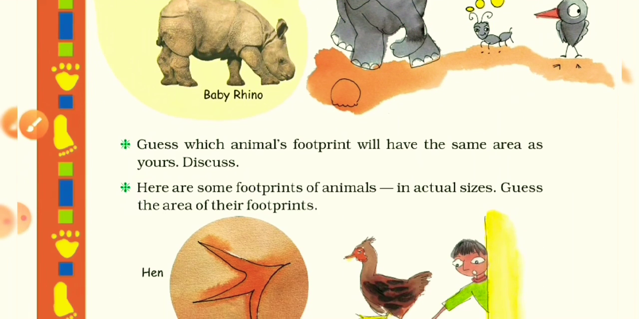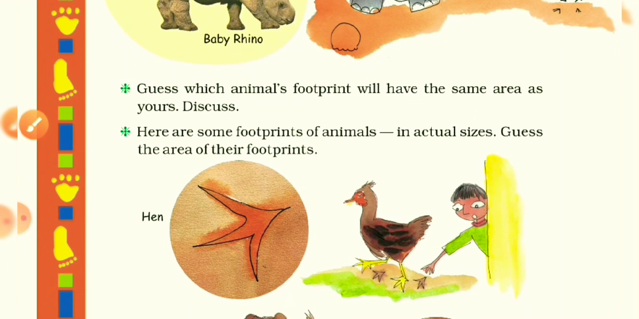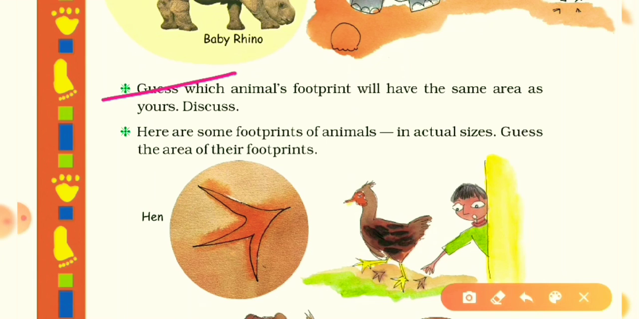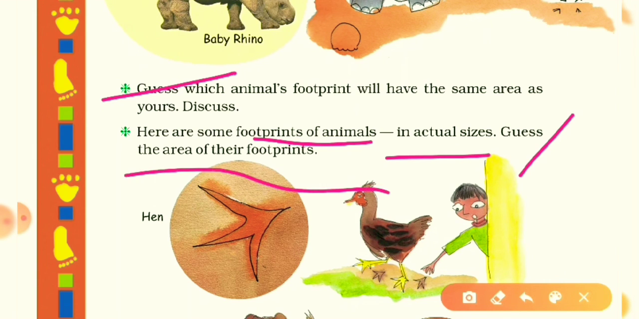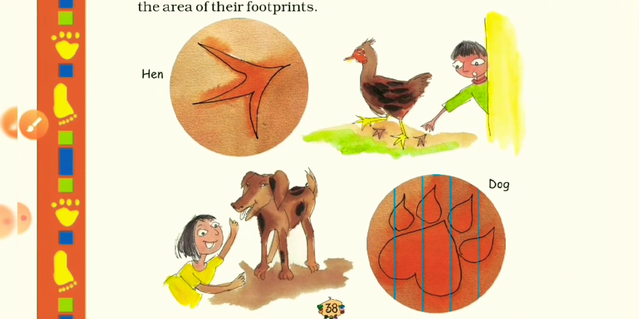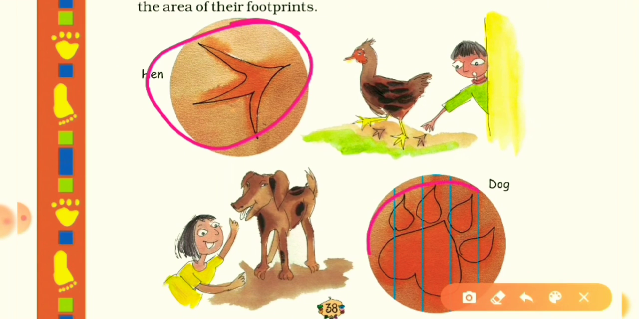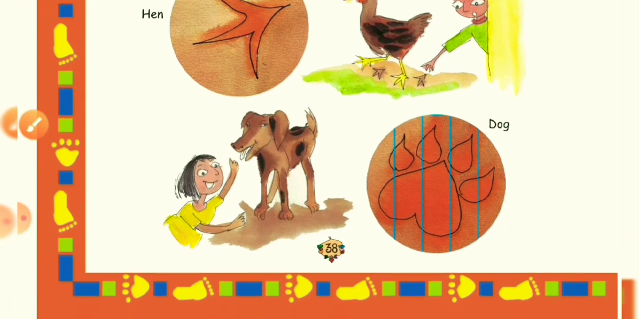Now the second question: guess which animal's footprint will have the same area as yours. Think about which animal's footprint is equal to the area of your footprint. Now here are some footprints of animals in actual size. Guess the area of their footprints. The hand's footprint is this, and this is the footprint of a dog. So compare which is bigger. Simple. By observing you can say that the dog's footprint area is bigger than the hand's.